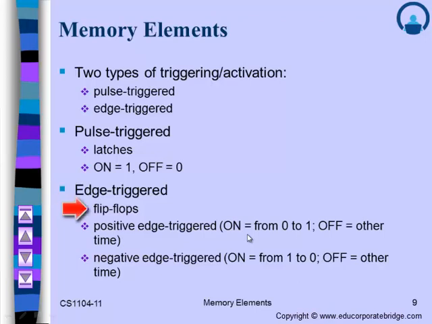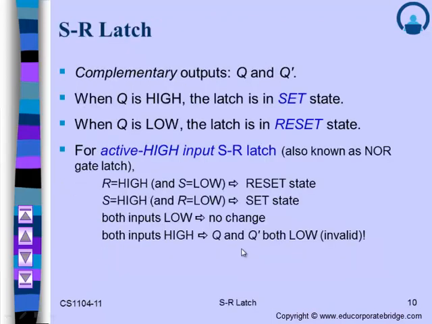As discussed previously, edge triggered can be either positive edge triggered or negative edge triggered. That is, when the clock pulse moves from 0 to 1, we say it is a positive edge trigger. Similarly, when the clock pulse changes from 1 to 0, we say it is a negative edge triggered flip flop. Now let's start with the SR latch.